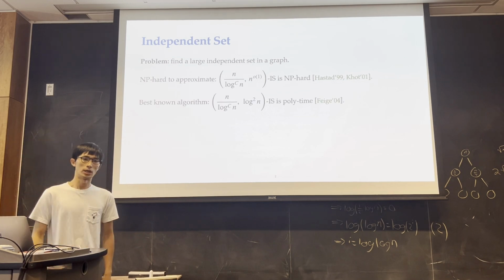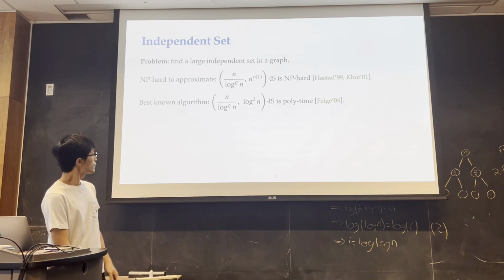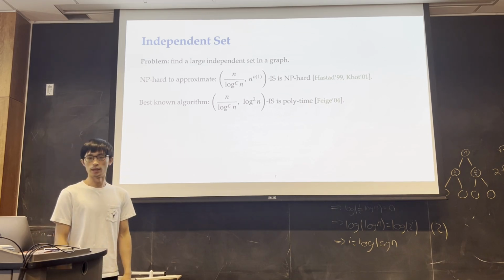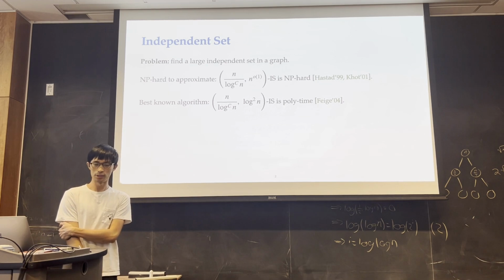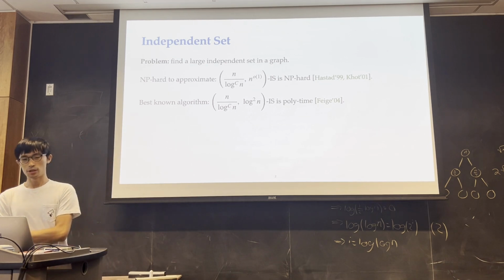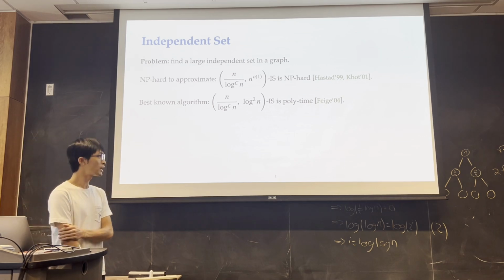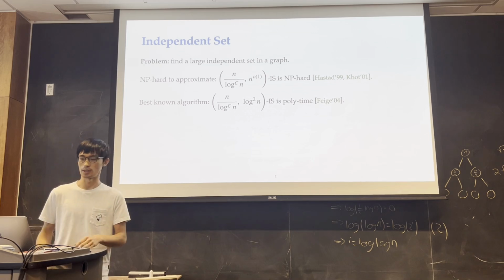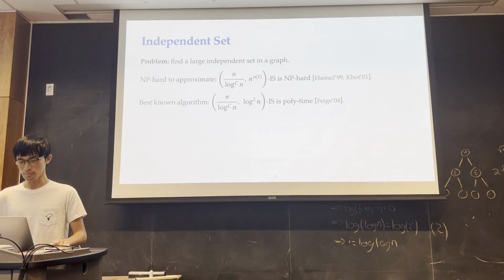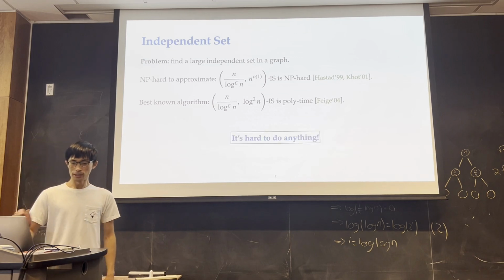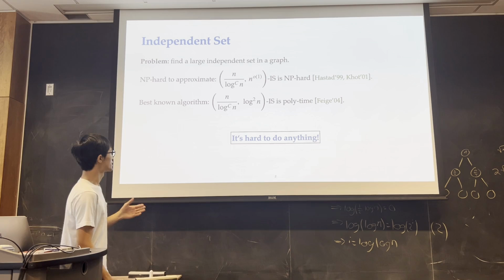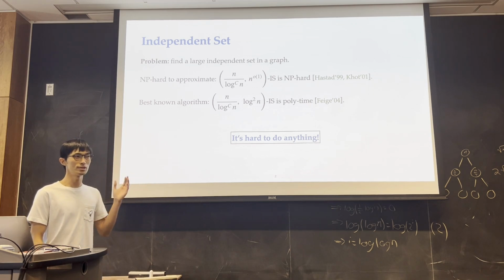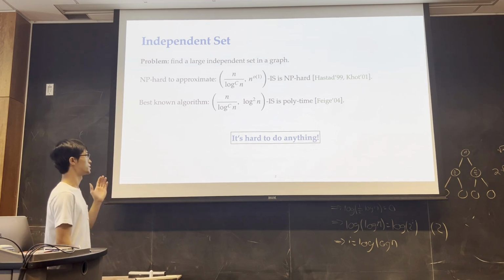Okay, what about the best known algorithm? Given the same guarantee that you have an independent set of size n over polylog n, the current best known algorithm can only get log squared n. This is by Hsieh in 2004, and it's the best known algorithm since then, so it's been like this for 20 years. So basically, this shows that it's hard to do anything. We have very strong hardness results, and the best known algorithm is pretty bad.